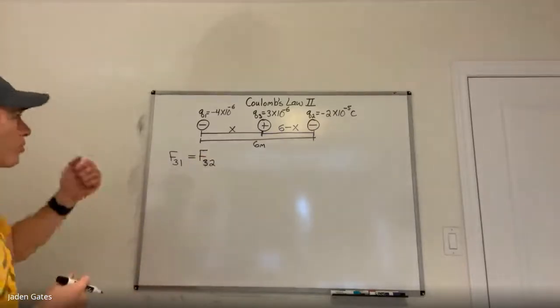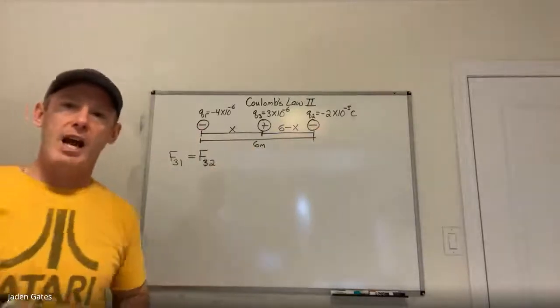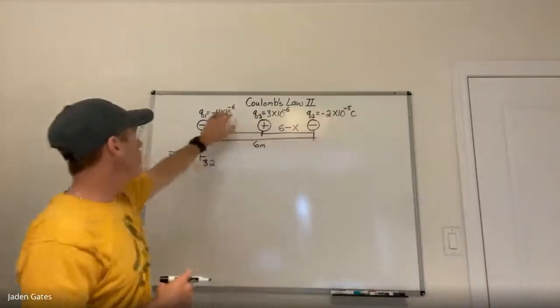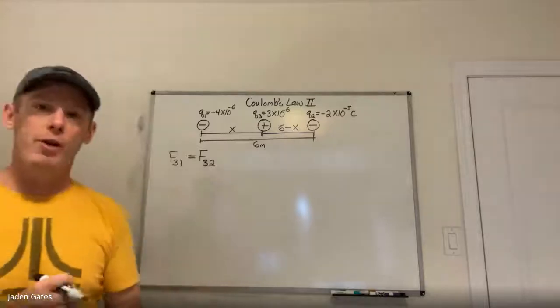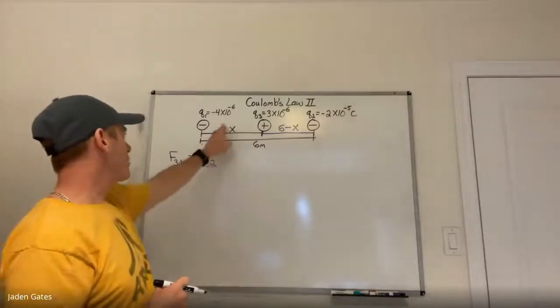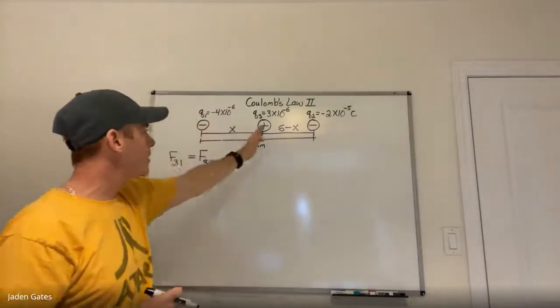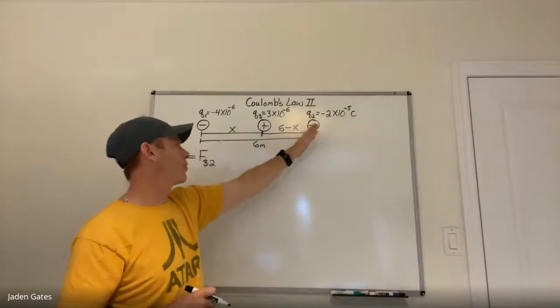So Q2 and Q1, one's pulling to the right, one's pulling to the left, but those forces have to be equal. Now the charges are not equal, which means the distance has to change a little bit. And that's what we're going to figure out, that distance. In fact, I'm going to find this x value, because if I know x, the distance between 1 and 3, then I can substitute in here and find the distance between 2 and 3.